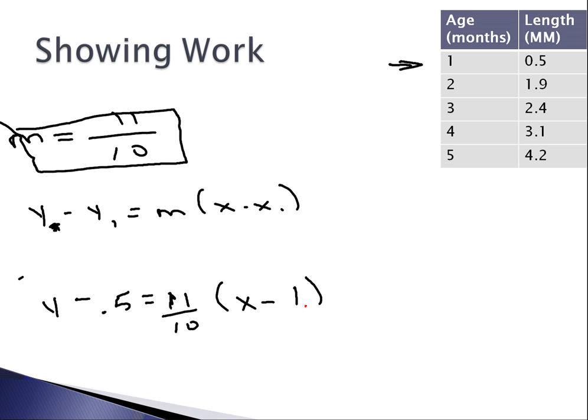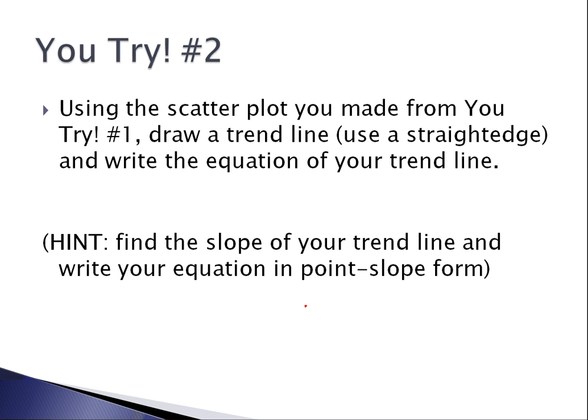Now I'm done. I've come up with an equation that represents this line. And what we'll be able to use this equation for is to predict or guess values that aren't even listed in our data for the future. So here's your second and final you try problem. Again, I hope you read the directions because it will tell you to use the graph from the first you try problem.